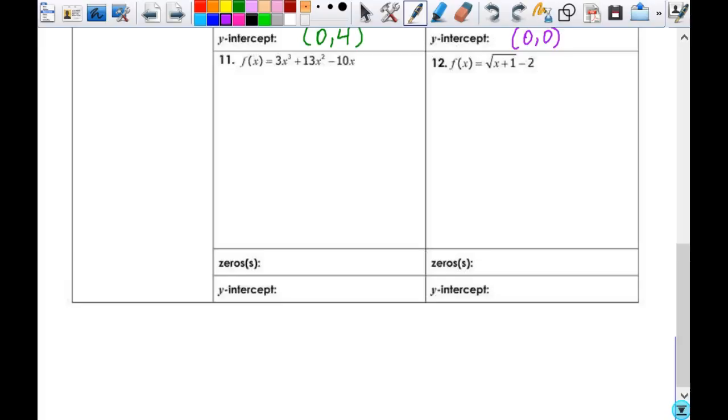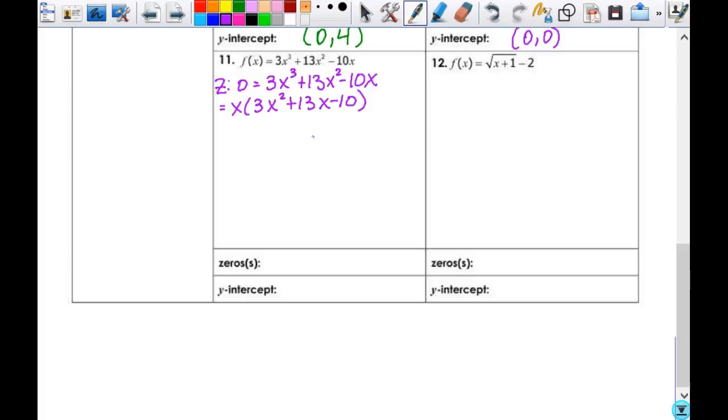We can't ignore the fact that we have a GCF here. So to find my zeros, I'm going to have 0 equals 3x cubed plus 13x squared minus 10x. You don't get to just change it. There's no room for creativity here. So this is going to give me x times 3x squared plus 13x minus 10. Okay? So then I'm going to factor by grouping.